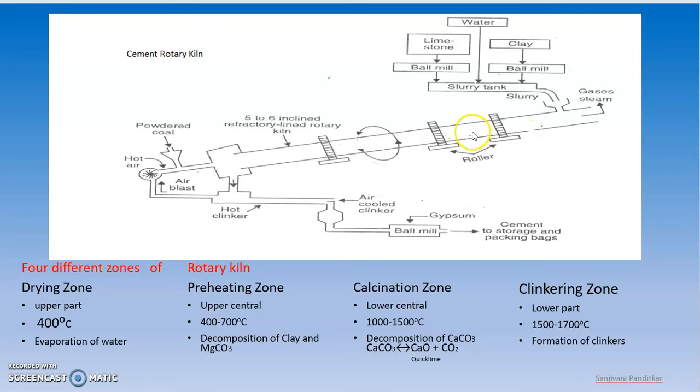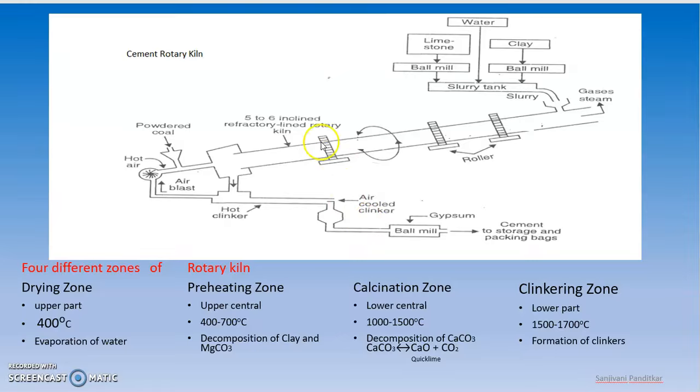Next to that, the upper central part is known as the preheating zone. Here the temperature is somewhat greater, 400 to 700 degrees Celsius, where decomposition of clay and magnesium carbonate occurs. Next to this is the calcination zone. It is the lower central part of the rotary kiln. Here the temperature is 1000 to 1500 degrees Celsius and decomposition of calcium carbonate occurs. Calcium carbonate on decomposition gives quicklime.